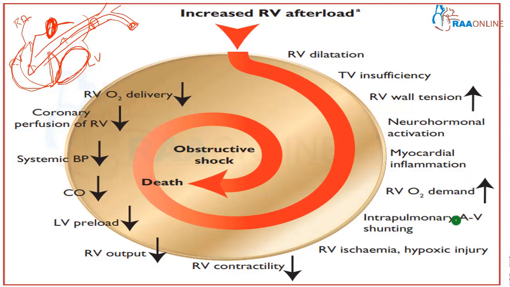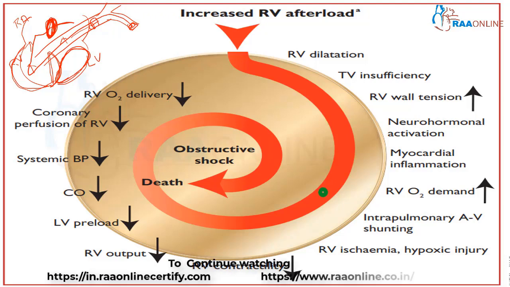So intrapulmonary AV shunting happens, RV ischemia and hypoxic injury occurs. So this leads to decreased RV contractility, decreased RV output, decreased LV preload, so decreased cardiac output. So effectively causing hypotension. Hypotension causes decreased coronary perfusion of the right ventricle, and RV oxygen delivery also decreases. So this all leads to obstructive shock and death. Okay, so this is the overall pathogenesis of how a pulmonary embolism can cause hypotension, hemodynamic instability, obstructive type of shock and death.